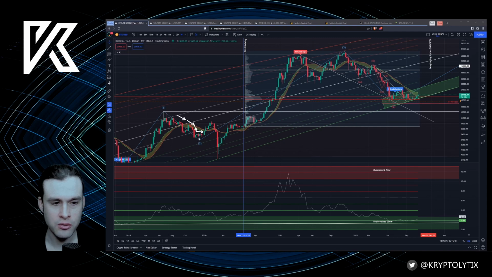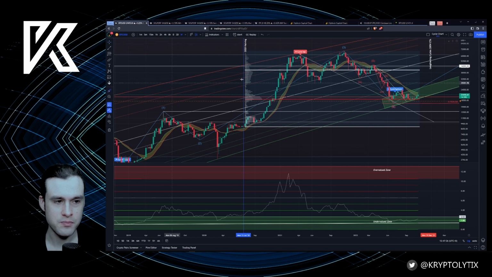We had 1, 2, 3, 4, 5, 6 weeks. And then we had that 40% move up. So I don't know if we'll get another 40% move compared to that. And of course, this is not indicative of the current price action, but it's just something to consider.